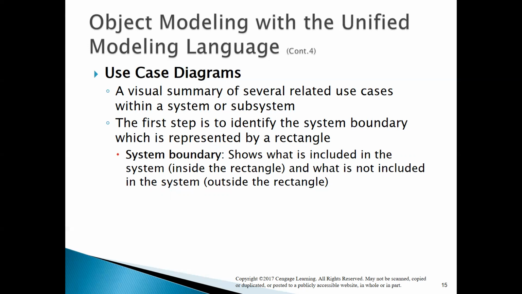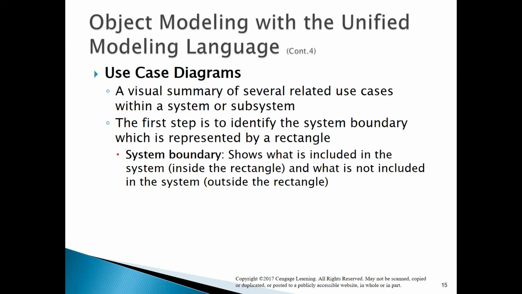The first step is to identify the system boundary, which is represented by a rectangle. The system boundary shows what is included in the system inside the rectangle and what is not included in the system outside the rectangle. The system boundary is represented with the use of a rectangle. So whatever is within the rectangle shows you what is included in the system, and whatever is outside the rectangle tells you what is not included in the system.